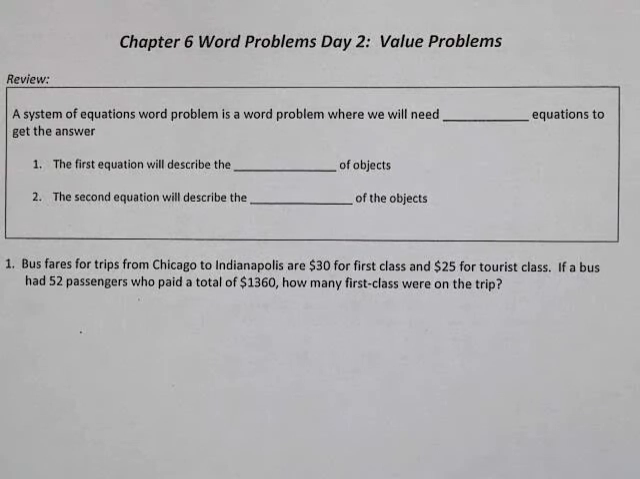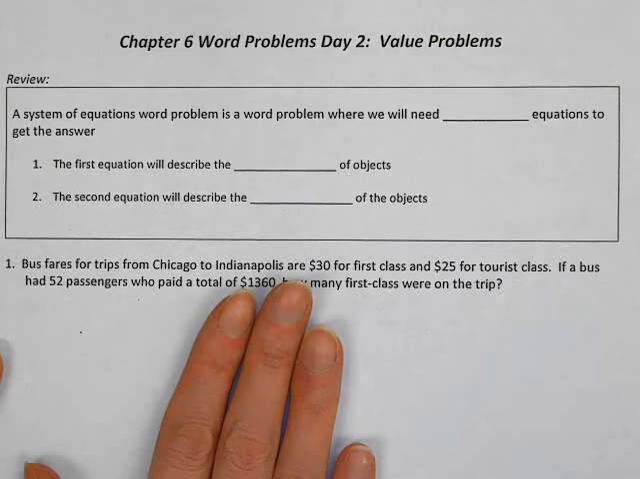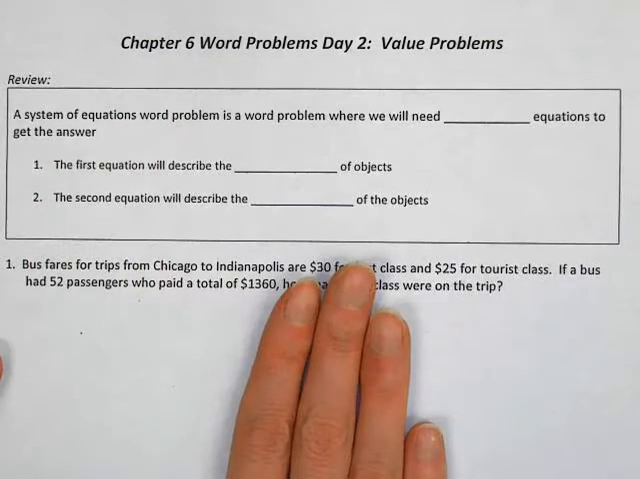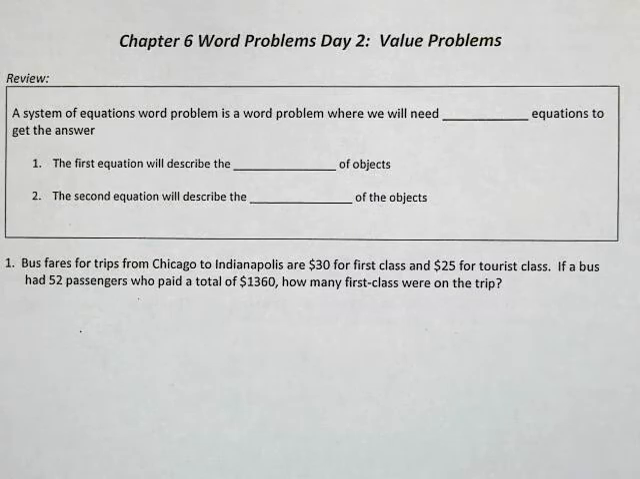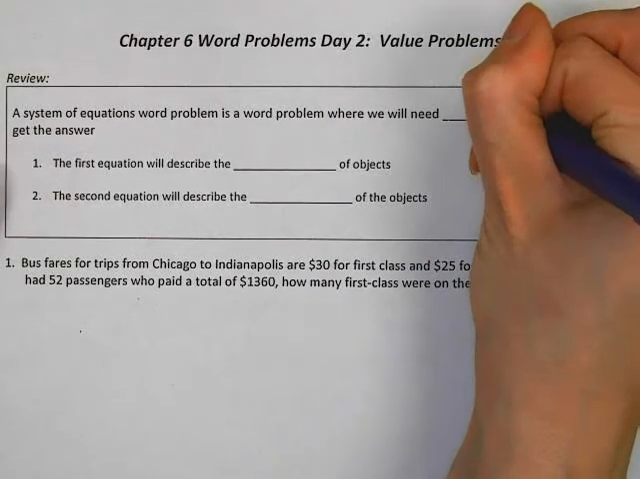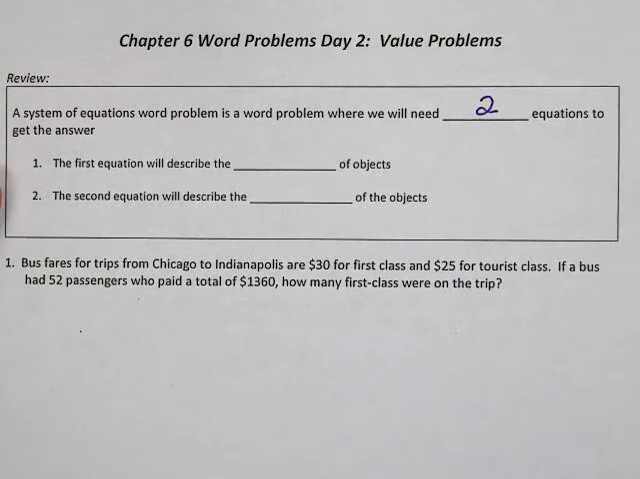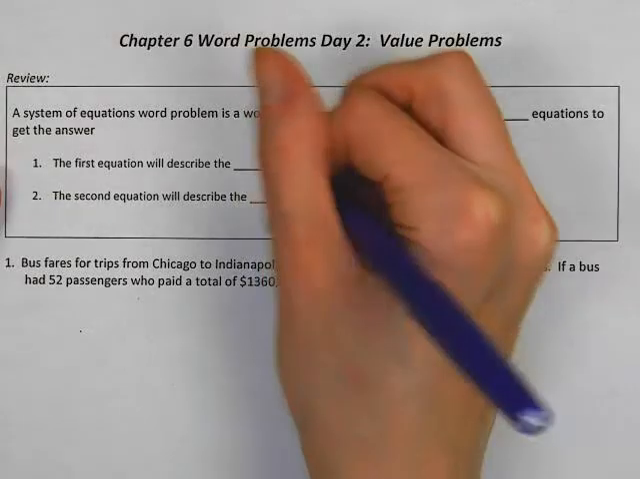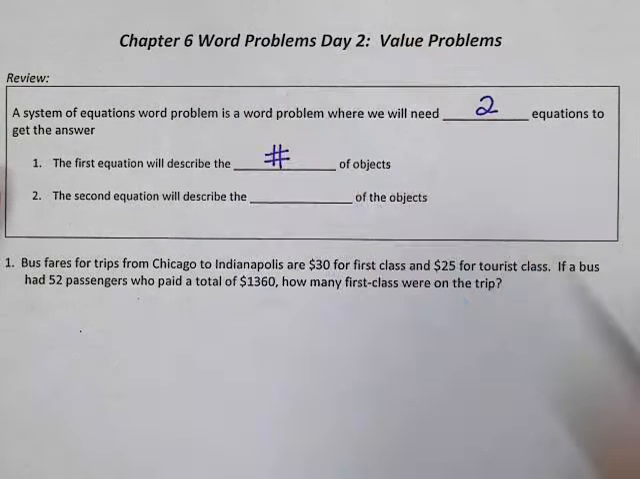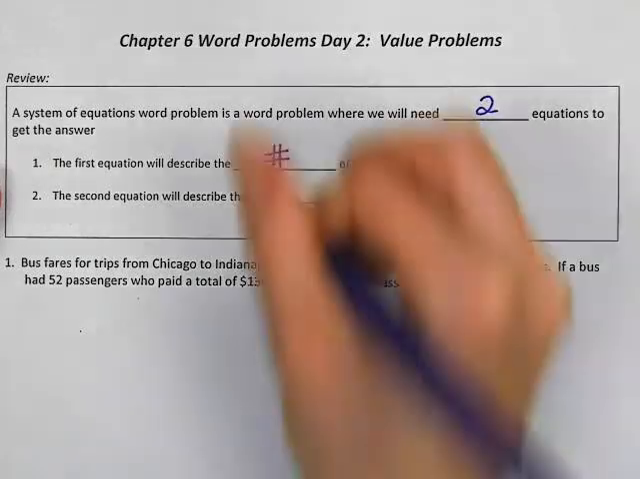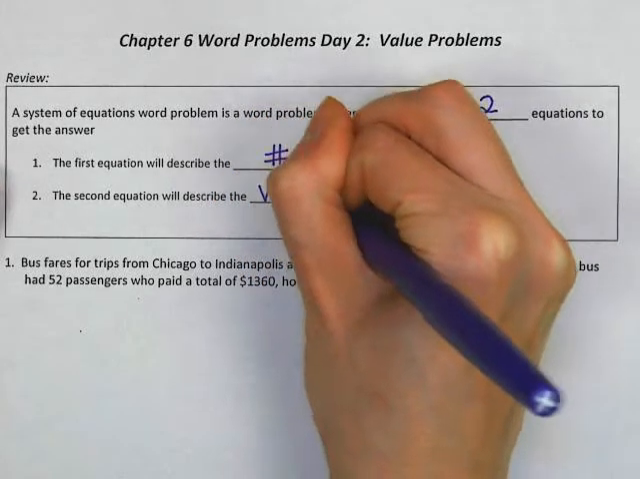Right, we're on to word problems day 2, and we're still talking about money and value, but we're not talking about coins. So let's see if you guys can apply what you learned yesterday to today's video. Very, very similar. So just a refresher, a system of equations word problem is a word problem where we need 2 equations to get the answer.